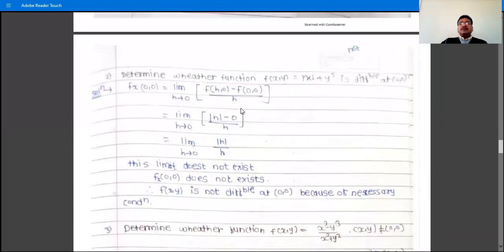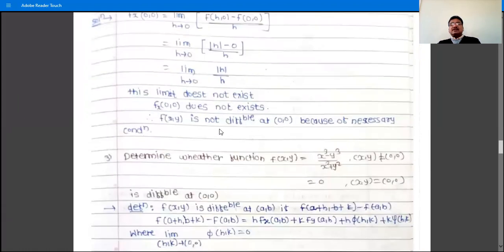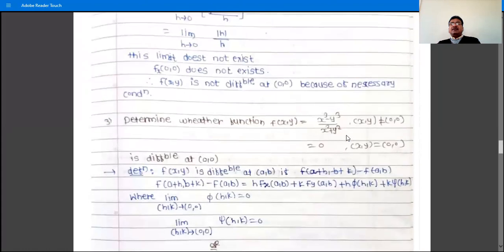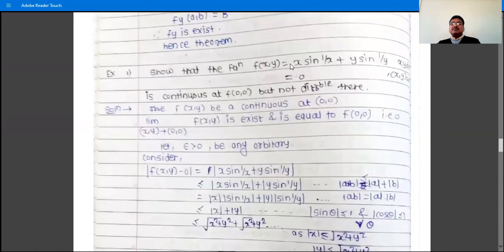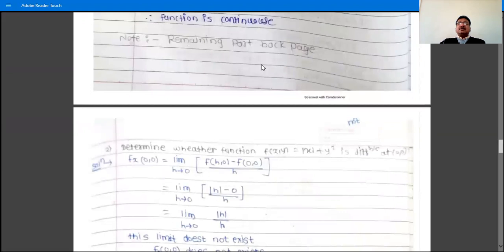the way of showing the function is not differentiable at (0, 0) is to just show fx(0, 0) does not exist, and therefore the function is not differentiable at (0, 0). So the proof of this example remains; this part, that it is not differentiable, is still remaining to prove.